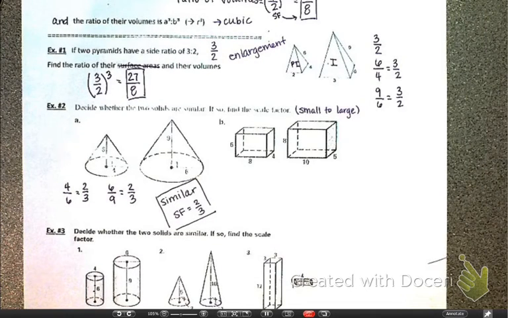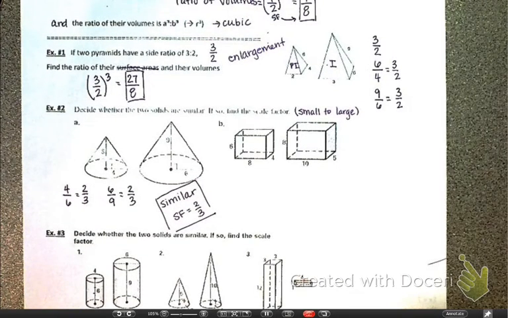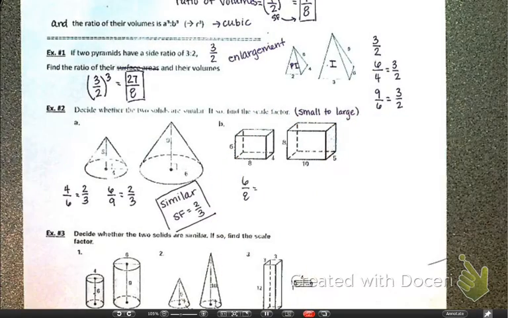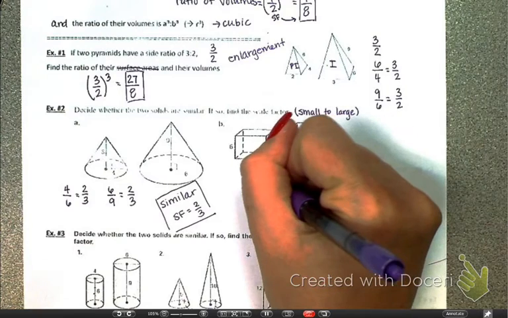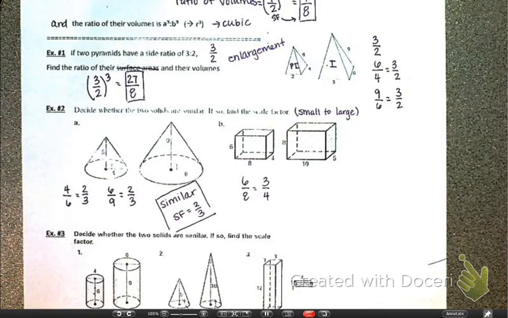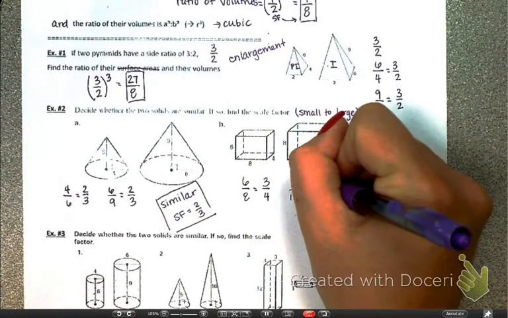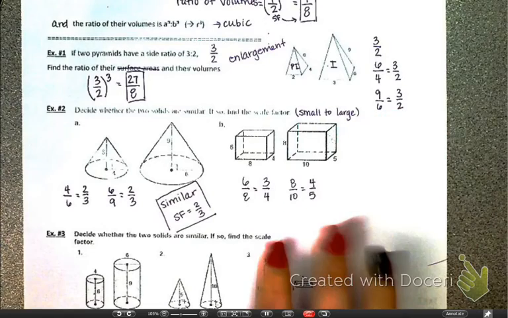Why don't you try part B? So determine if those two solids are similar to each other. So someone tell me what they compared first. 6 and 8, so the heights. 6 over 8 reduces to 3 over 4. Okay? Someone else, tell me what you compare next. 8 and 10, okay. And what does 8 and 10 reduce to? 4 over 5. Are those the same?